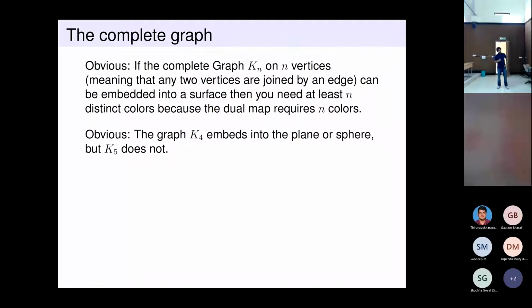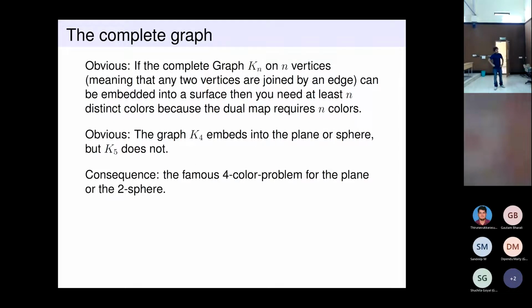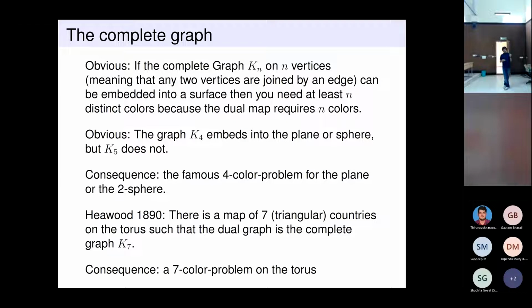So obviously we know that we can embed a complete graph on four vertices into the plane or sphere, which means at the minimum we are going to require four colors to be able to color any map, right? So as a consequence is the famous four-color problem for the plane or the two-sphere. Of course, this gives the lower bound on the number of colors that you're going to require. You can indeed do it with only four colors, as we know, for any map, and that's due to a lot of IBM computers.